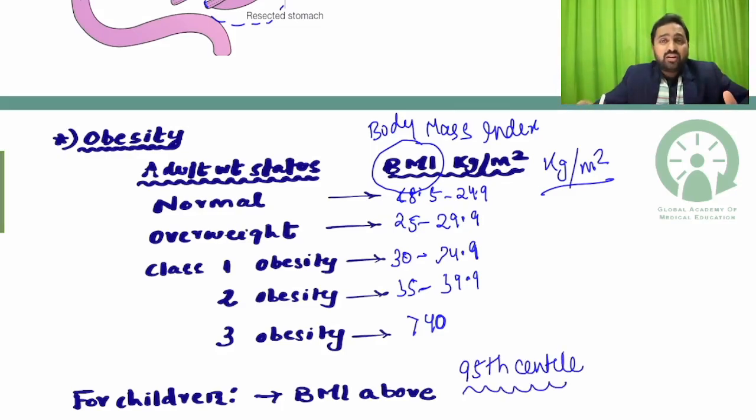So these are some important definitions which could be asked as a true and false statement in some of your questions. You need to remember this classification of obesity where normal is 18.5 to 24.9, and less than 18.5 is undernutrition. Overweight is 25 to 29.9. Class 1 obesity is 30 to 34.9. Class 2 obesity is 35 to 39.9. And class 3 obesity is more than 40. Now for children we use the growth chart, so BMI above the 95th centile is considered to be obesity.